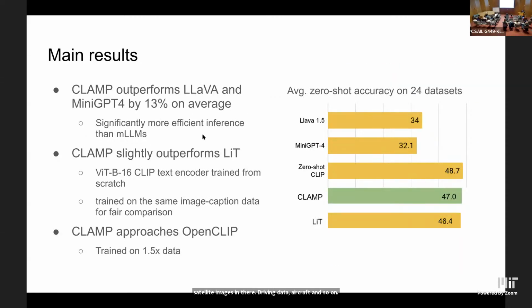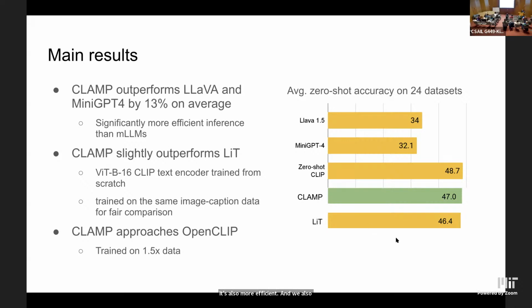Okay, so without further ado, these are the main results. I showed you the top 3 bars before. Zero-shot CLIP, which is state of the art, was at 48.7 on average, and with our CLAMP approach, we are almost reaching that performance. We're getting 47. So we're able to significantly improve on LLaVA and MiniGPT-4, which are the state of the art MLLMs, by something like 13%. This shows that we can indeed adapt a large language model to do well on this task. It's also more efficient.